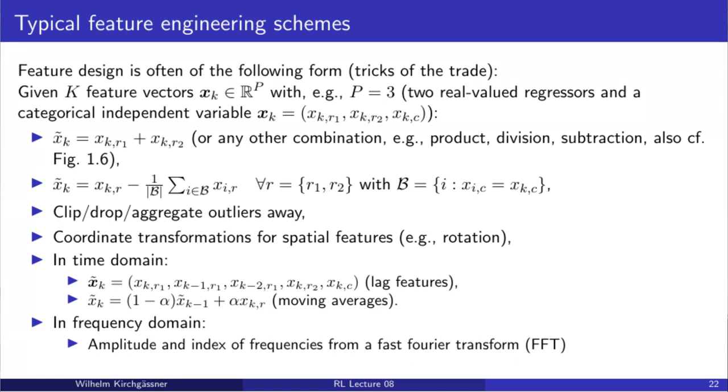Then clipping, dropping, aggregating features, or especially outliers away, probably belongs rather to data cleaning, but could also be seen as a feature engineering step. Coordinate transforms, as you have seen, where we change from polar coordinates to Cartesian coordinates for the classification example. These are also really good features.